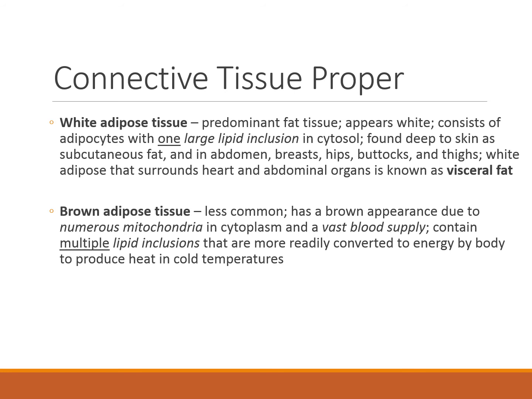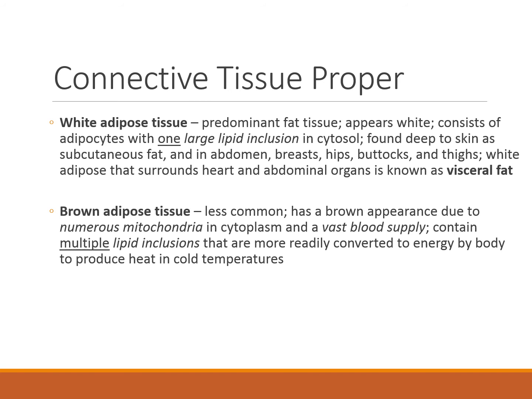There are two types of adipose tissue, brown and white. White adipose tissue is the most common in adults and appears, well, white or yellow. White fat's primary functions are to store energy, cushion, and produce hormones that are then secreted into the bloodstream. The adipocytes of this tissue have one large lipid inclusion that can grow in size. This tissue is found deep to the skin, where it is called subcutaneous fat, but it is also found in the abdomen, the breasts, the hips, the buttocks, and the thighs.